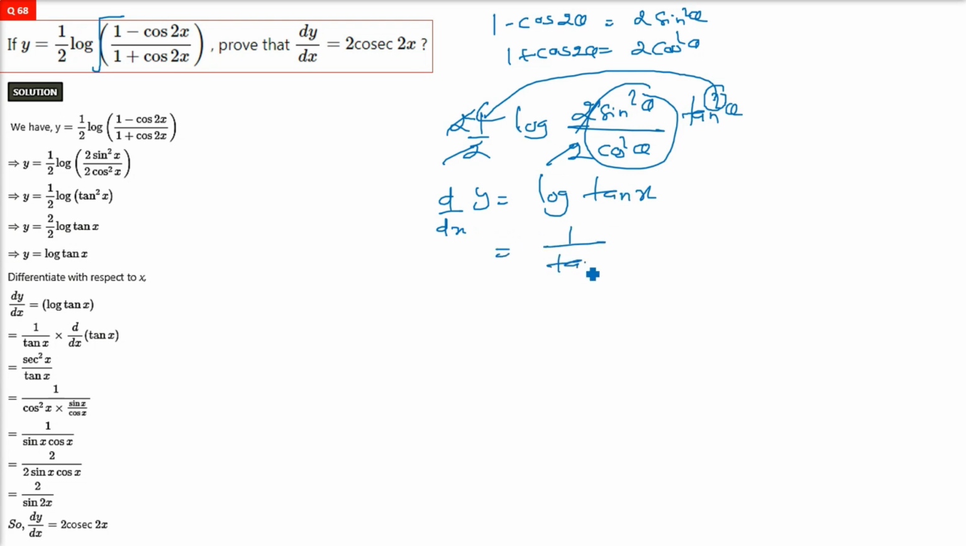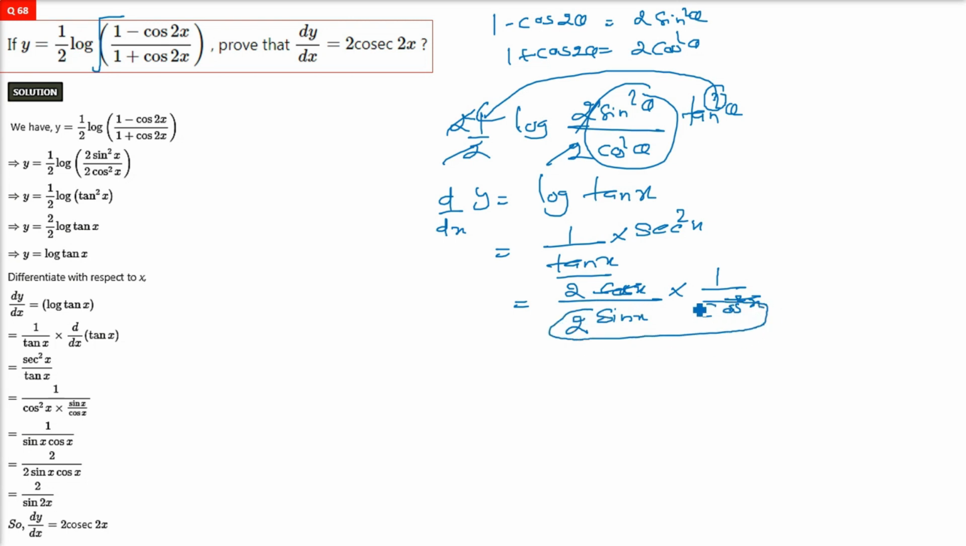Derivative of log x is 1 by that thing, so 1 by tan x times sec square x. Now sec square x and tan x we can write in terms of sin and cos. Tan x is sin x by cos x, so cos goes up, and sec square is 1 by cos square x. So this cos gets cancelled, leaving 1 by sin x cos x.